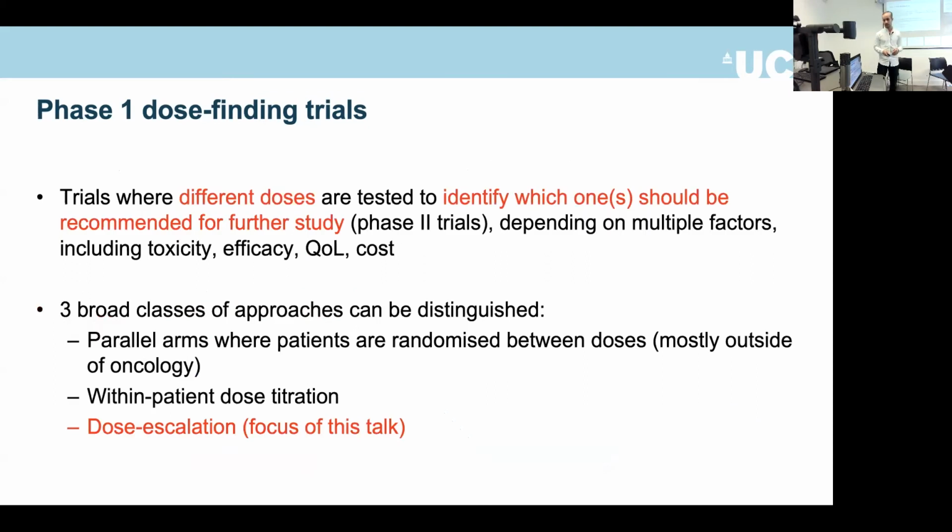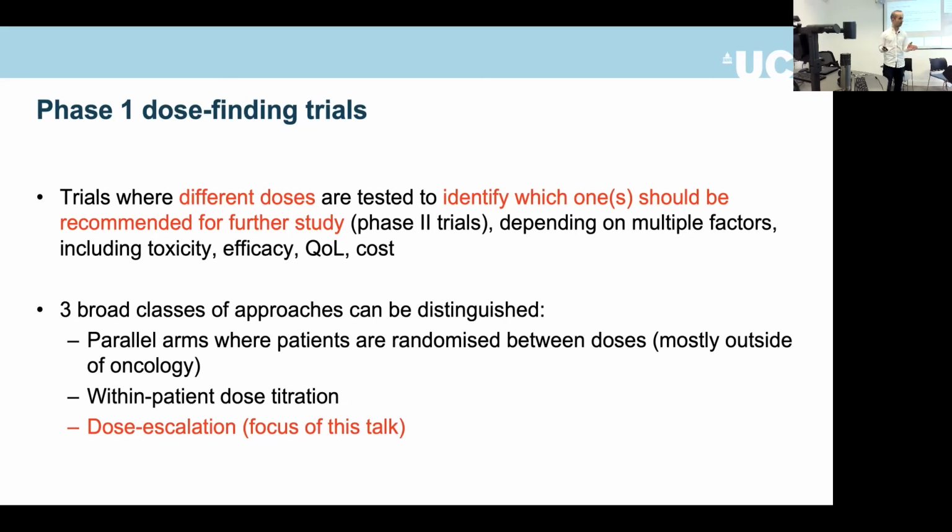Now, dose-finding trials, they include different dose levels, often up to 7 or 8 dose levels. And what you try to do effectively is identify the most appropriate dose to recommend for further study. Phase 2 trials in particular, and how to do that? Well, we have to take into account multiple factors, including toxicity, including efficacy, quality of life, cost of the drug, etc.